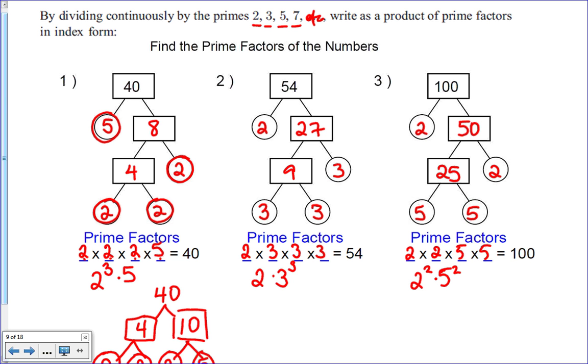So on your sheet, at the bottom of the sheet, you've got 3 more: 16, 75, and 90. I'd like you to pause the video and try those 3, and turn it back on when you're finished and ready to check your work.